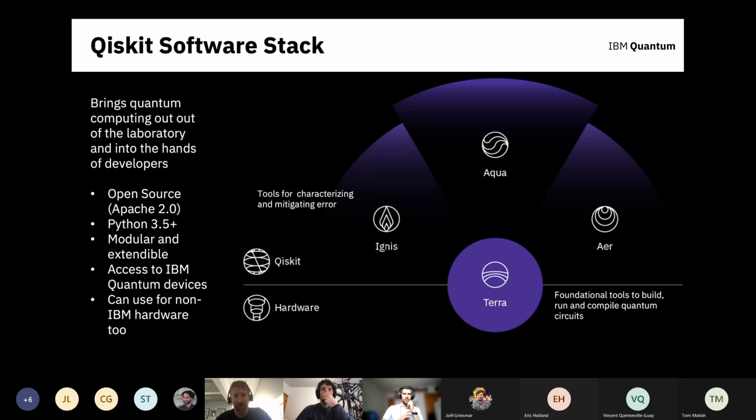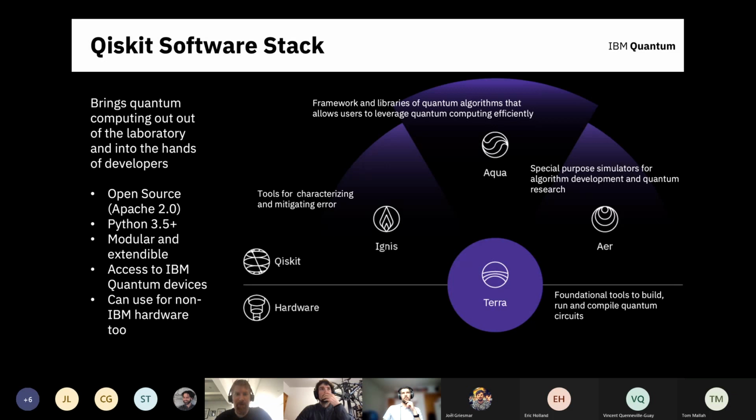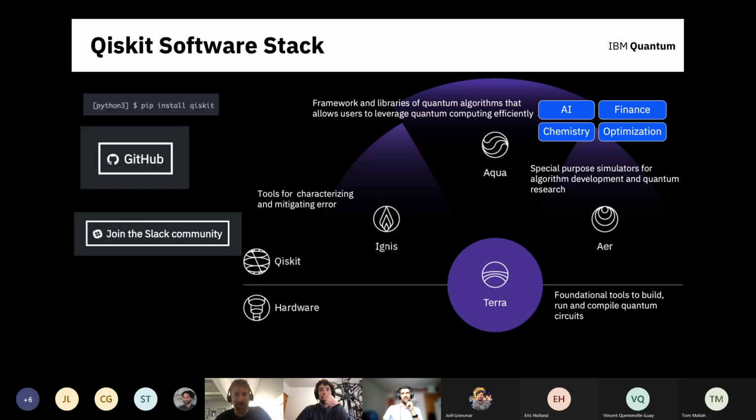But then we have some other tools that are very useful, such as Ignis for characterizing and mitigating error. We're in the noisy quantum era, so errors are going to be with us, and we need to understand and mitigate them as much as possible. We have Aer, which is special purpose simulators, and which is useful for understanding noise as well as understanding what kind of algorithms are going to be affected by that noise and how. And then finally, at the top level, we have Aqua, which is our framework code libraries for quantum algorithms, which is mainly geared towards the domain expert. If you're a domain expert in, say, chemistry, artificial intelligence, or finance, for example, those are the tools that will interface with you at a high level, so you don't need to know the gory details of what's going on at the interface of the hardware and software level.